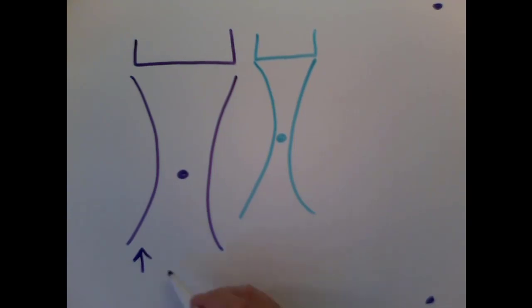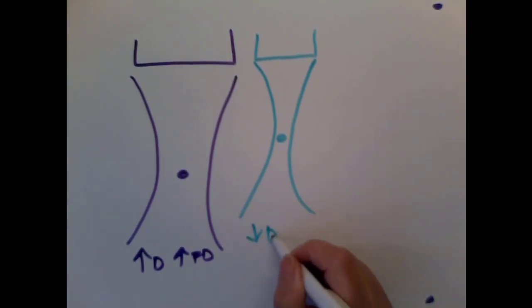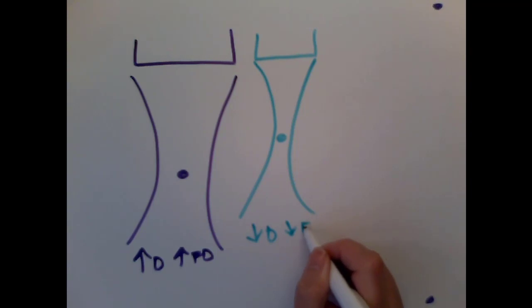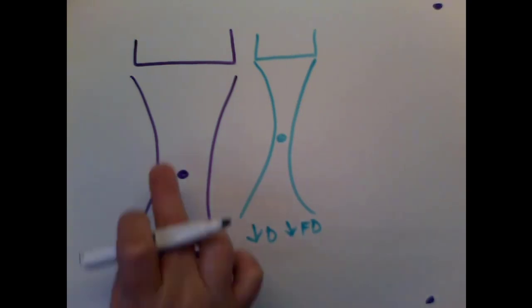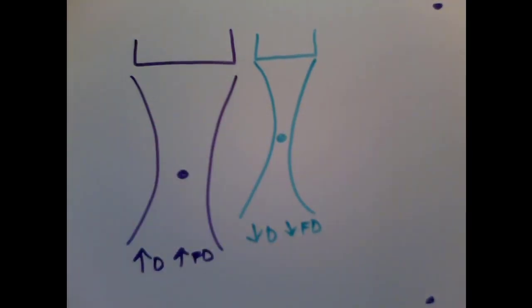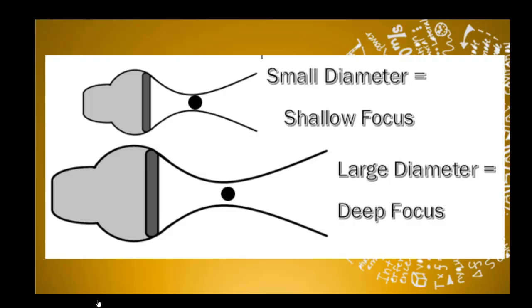So wider diameter equals wider focal depth. Thinner diameter equals thinner or shallower focal depth. So that's the first concept of focal depth, has to do with the width of the transducer. So again, here's another image. Small diameter equals shallow focus, where large diameters have deep focuses.